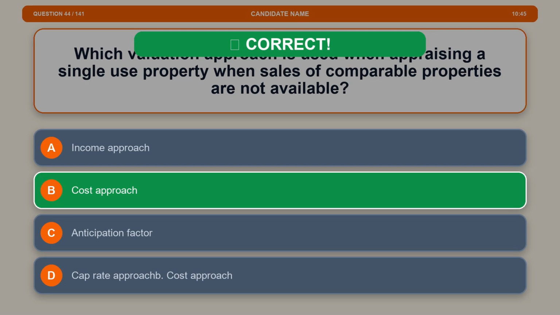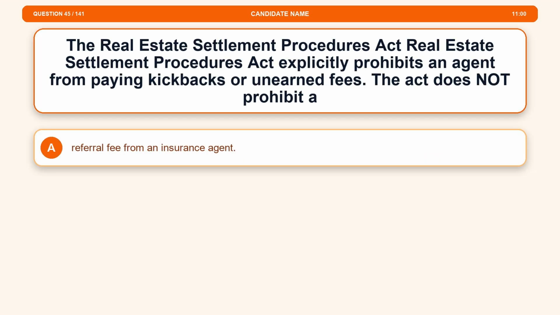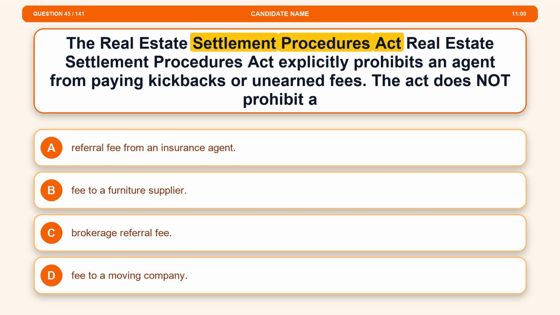The correct answer is option B, cost approach. The cost approach is typically used when appraising a property that has a unique or single use and there are no comparable sales available. This approach estimates the value by calculating the cost to replace the property, subtracting depreciation, and adding the value of the land.